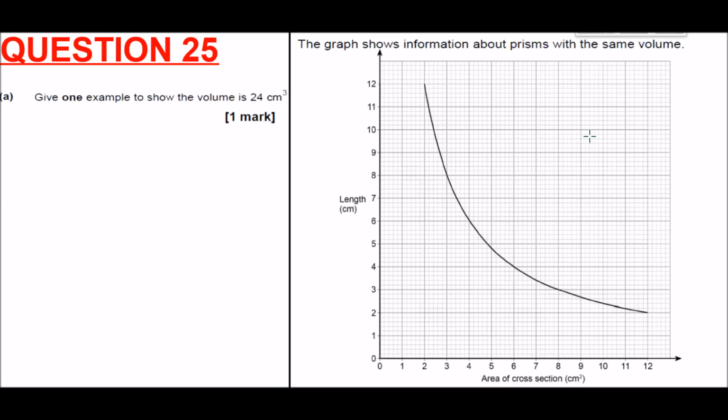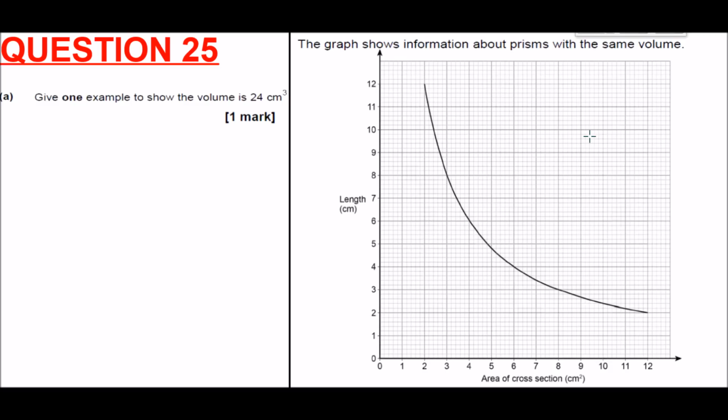Question 25. We've got a graph showing information about prisms with the same volume. And for part A, we need to give one example to show the volume of these prisms is 24 cubic centimetres. Now, one is highlighted, O-N-E. So we could give loads of different examples here, but all you need is one.